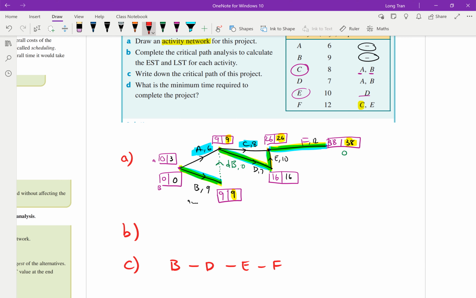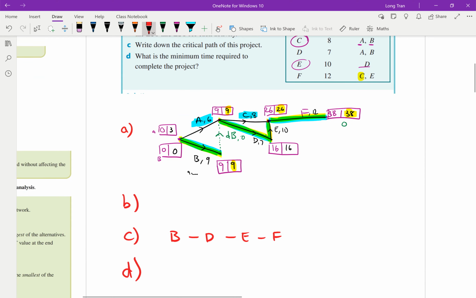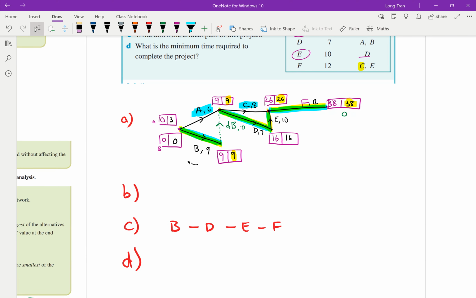So for part D, when they ask you, what is the minimum time required to complete the project? Well, we know the minimum time required is 38 minutes. They can take longer, but we're looking for the minimum time. Okay, so 38 minutes. Assuming that everyone does their job correctly, B finishes exactly at 9 because it takes 9 minutes to complete. And then D will follow straight away and can complete it in 7. E will complete theirs in 10, and then F will complete it in 12. The earliest time that they can finish it all is 38 minutes. That's the fastest they can do.